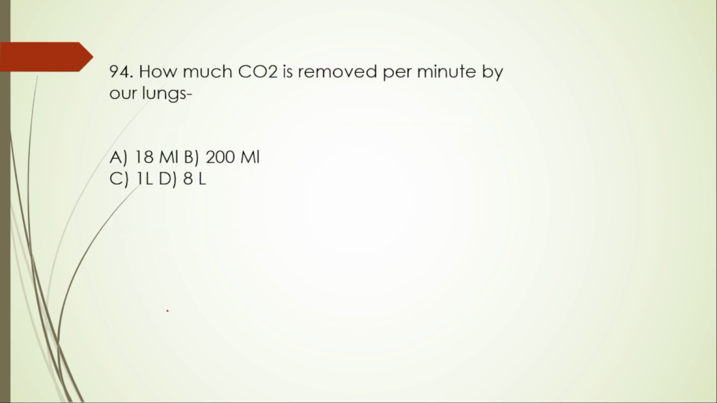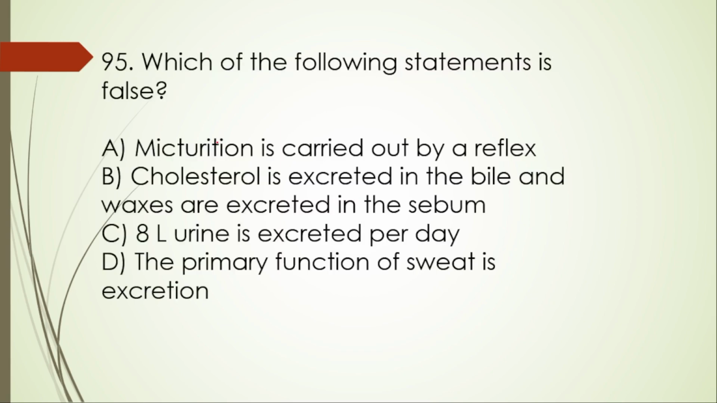Next, 94th one. How much CO2 is removed per minute by our lungs? A 18 ml, B 200 ml, C 1 liter, and then D is 8 liters. So the right option is B, 200 ml of CO2 per minute. Okay na? 200 ml of CO2 per minute.